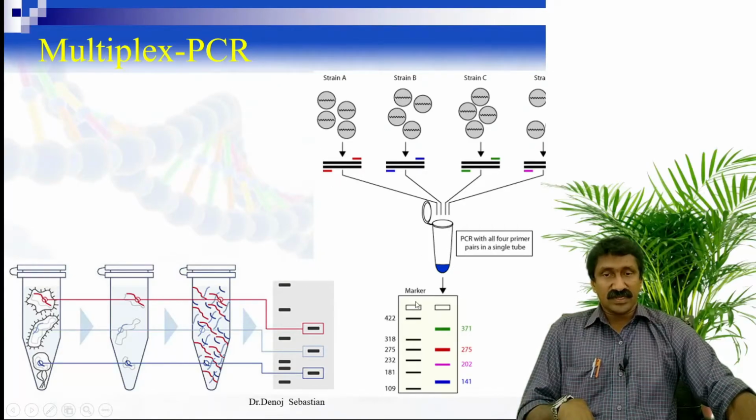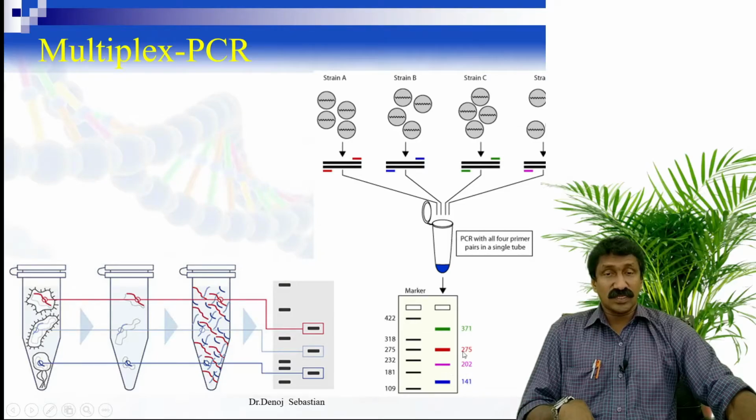After the amplification, if you run it in a gel, this is the molecular weight marker to identify the molecular weight of the bands. If the DNA from all 4 different organisms was represented in the sample, all 4 products will be obtained. As I mentioned, these PCR products should have different lengths. So this one is the lightest band, with 141 base pairs.